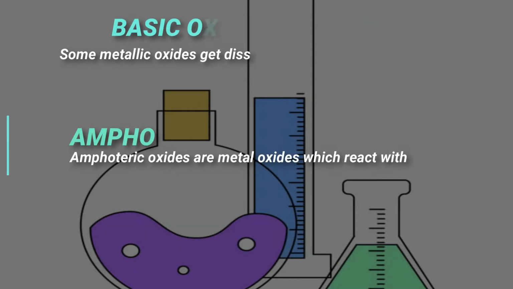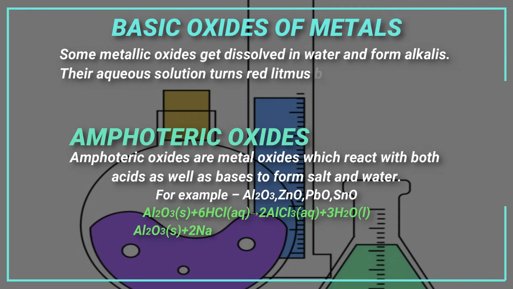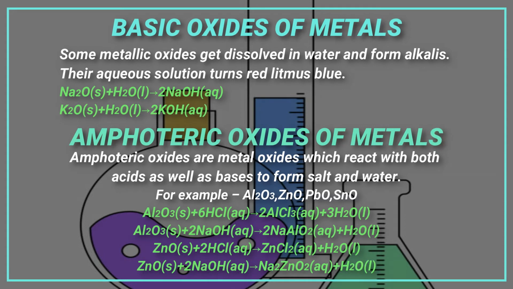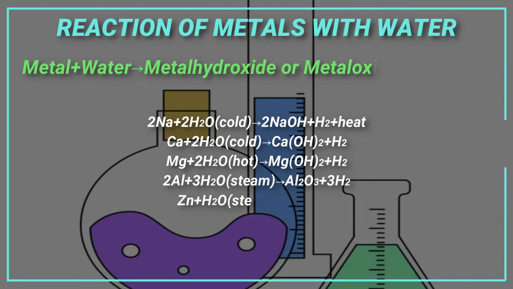Basic oxides of metals. Some metallic oxides get dissolved in water and form alkalis. Their aqueous solution turns red litmus to blue. Amphoteric oxides of metals. Amphoteric oxides are metal oxides which react with both acids as well as bases to form salt and water. For example, aluminium oxide, zinc oxide, lead oxide, tin oxide.